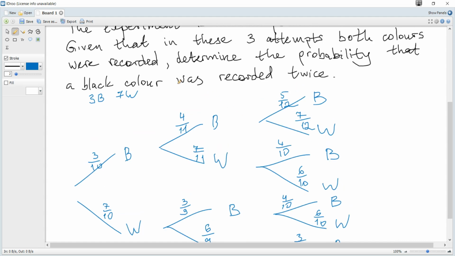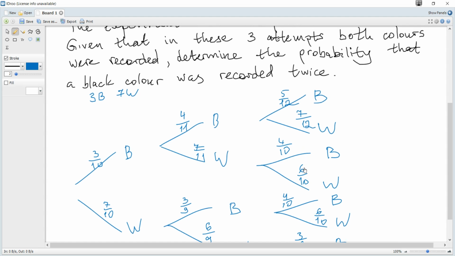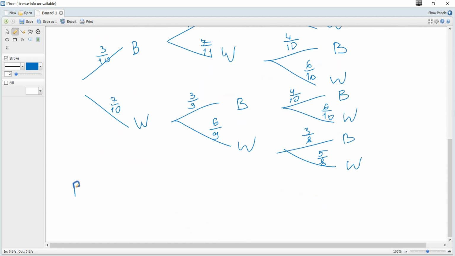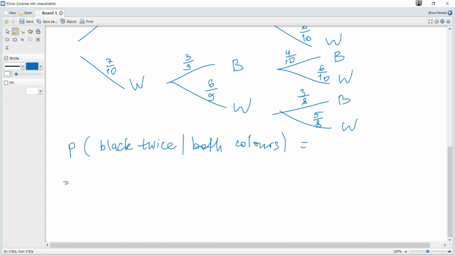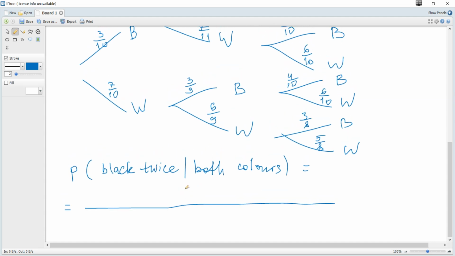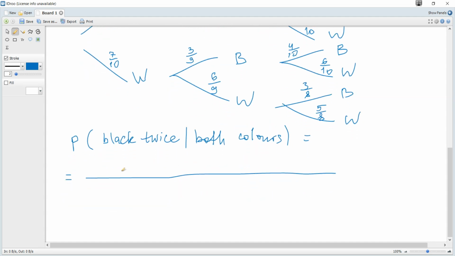And the question, given, indicates that it's about conditional probability. Given that in these 3 attempts both colors were recorded, the required probability is that a black was recorded twice, so we need the probability of black twice given both colors, and it is equal to the probability of both colors and black twice. What does it mean?